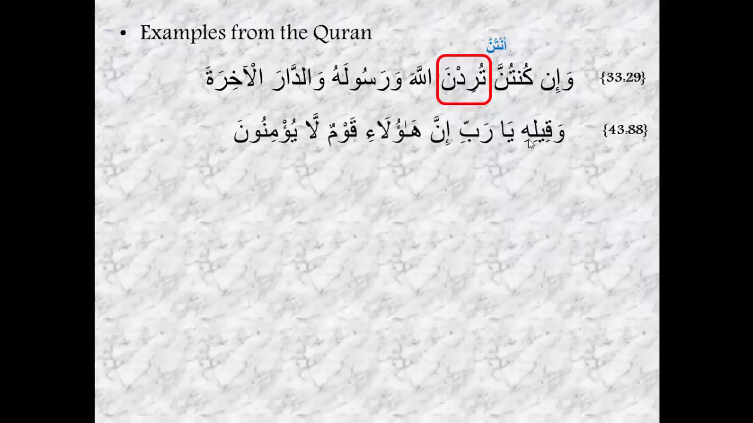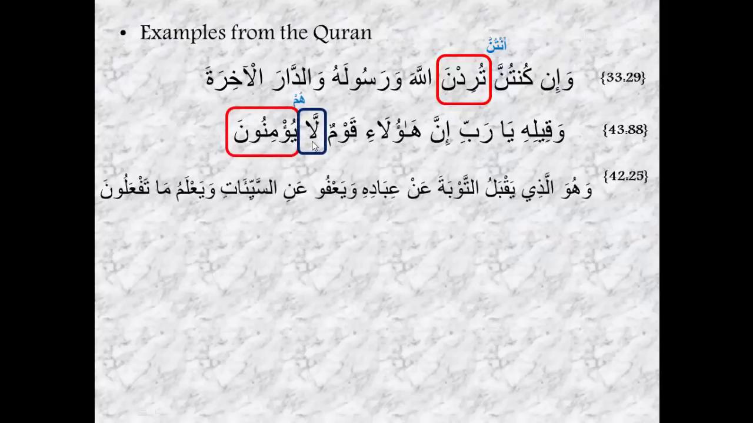Next example. وَقِيلِهِ يَا رَبِّ إِنَّ هَؤُلَاءِ قَوْمٌ لَا يُؤْمِنُونَ. And his saying, O my Lord, indeed these are a people who do not believe. So here we have an example of a negation, لَا يُؤْمِنُونَ, who do not believe. The conjugation is for whom, يُؤْمِنُونَ.